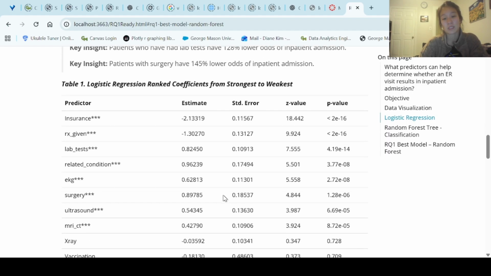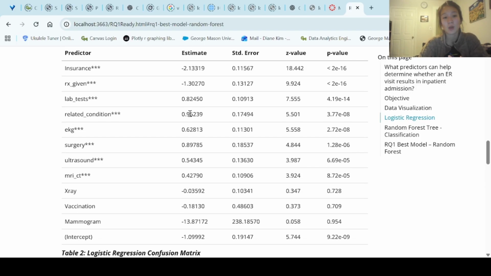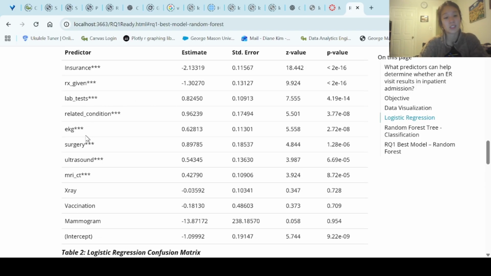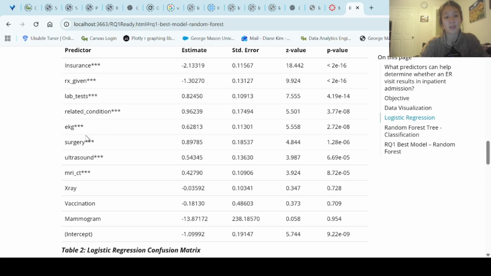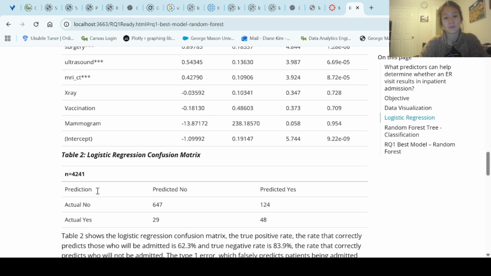So below you can see the logistic regression results for the coefficients. Insurance and prescription given had negative coefficients, meaning that they had lower odds of being admitted, whereas lab tests, related conditions, EKG, surgeries, etc. had more positive results. The predictors that were insignificant were X-ray, vaccinations, and mammograms.